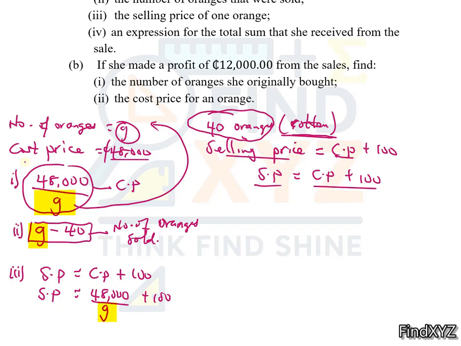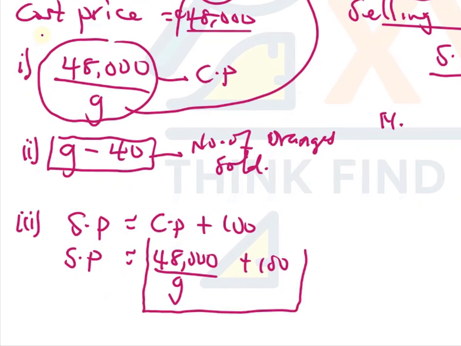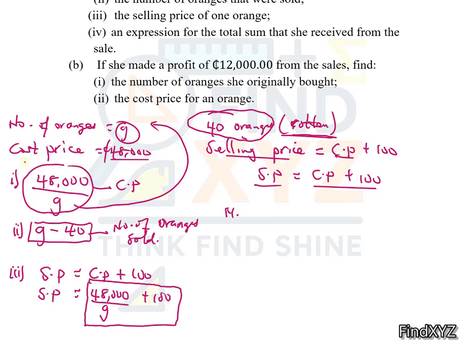Then the last part in the first part, that is IV, an expression for the total sum that she received from the sale. If the trader is selling each orange at this amount, and how many is the woman selling? That is G minus 40. If we want the total, we'll just have to multiply, right? So an expression will be the number of oranges sold, which is G minus 40, multiplied by the selling price.